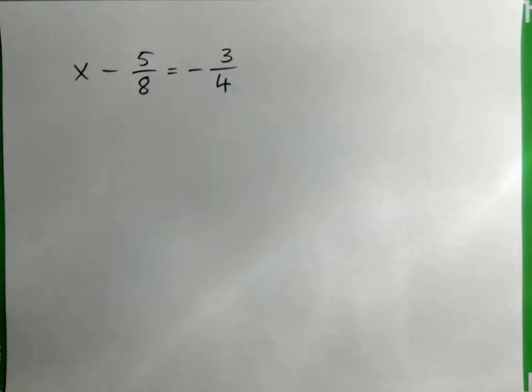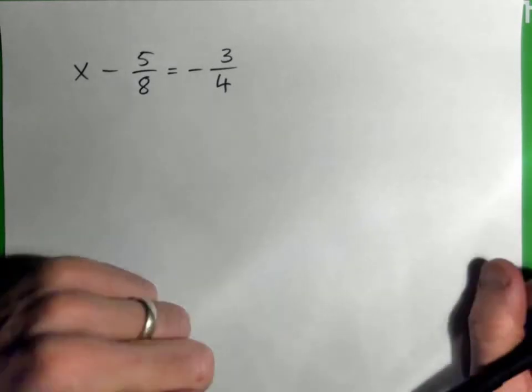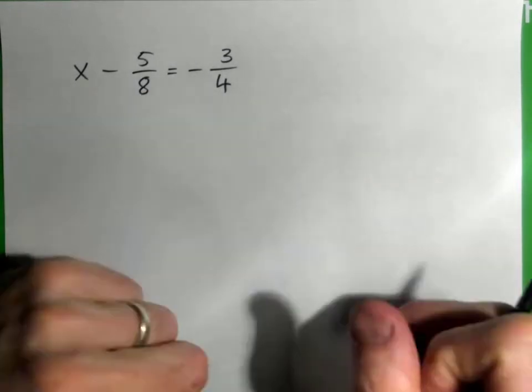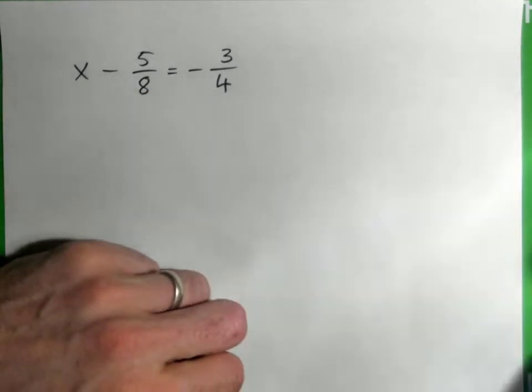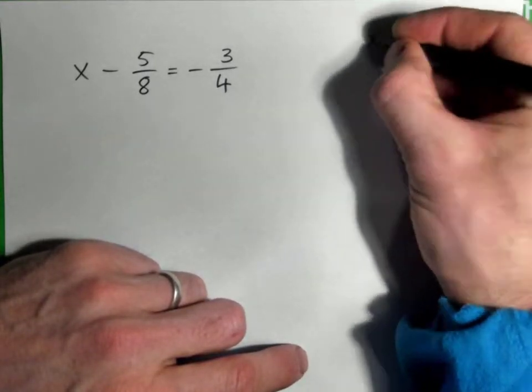So we have x minus 5/8 equals negative 3/4. So a couple of things to do. We have to find out what x is. Let's just remind you about solving equations. Just solve this for me.